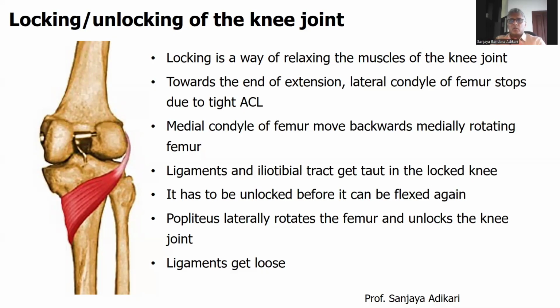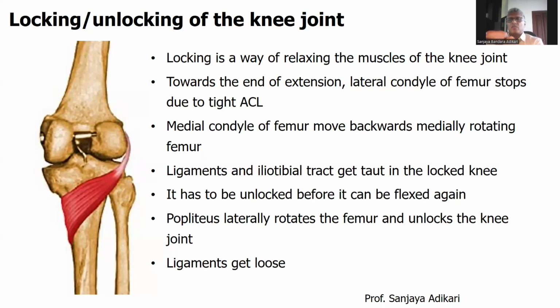Ligaments are tensed, taut. And from that position, as I said before, the iliotibial tract now lies directly in front of the knee joint. So the tension in the iliotibial tract created by the two muscles, gluteus maximus and tensor fasciae latae, keeps the knee joint in that position and the muscles can relax. Okay, hope you understand this.